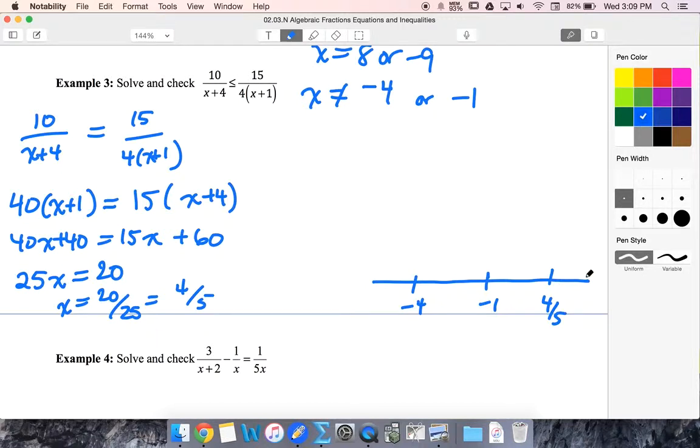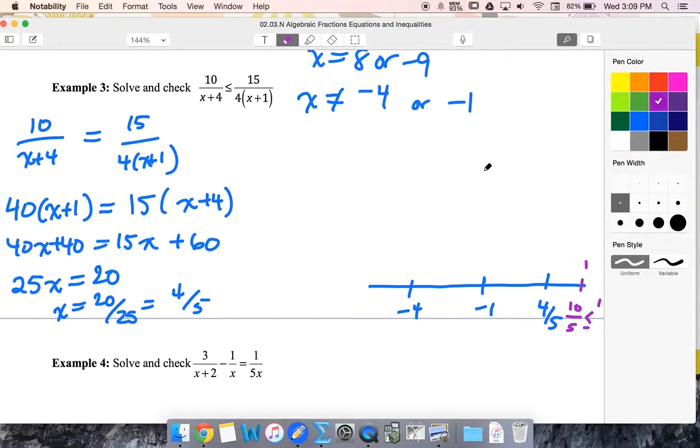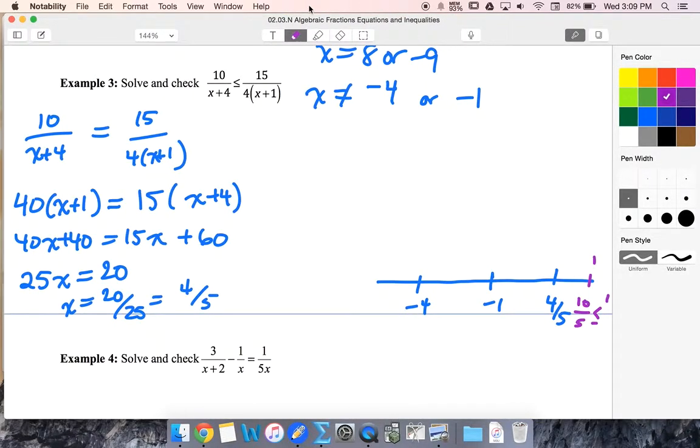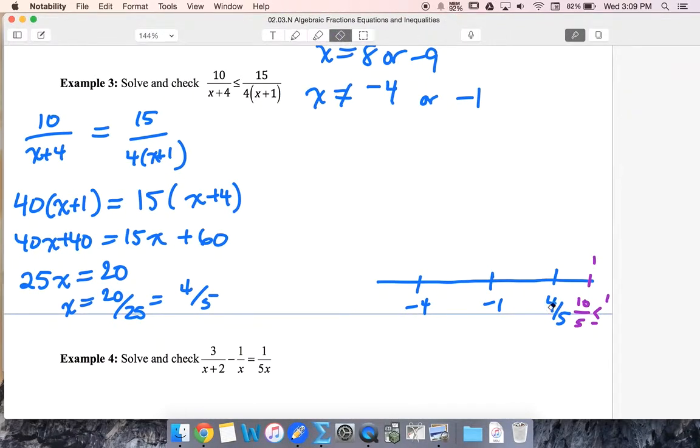So let's start with picking the number 1, for example. So I'm going to use my test numbers in purple. So I'm going to test 1. So that's going to give me 10 over 5. And is that less than or equal to 15? I knew that was going to happen. I'm out of space. So let me move that down a little bit.